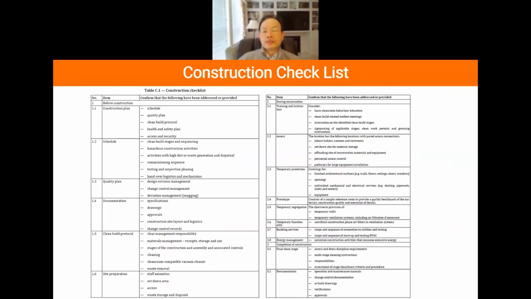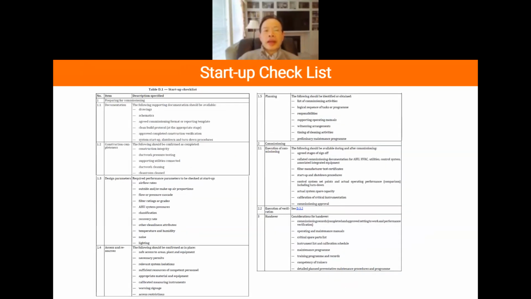Construction checklist. Construction and startup, most of these, I would say 95%, are pretty much similar to the previous edition. We did some integration or consolidation to make the language clearer and put it in a more user-friendly, reader-friendly way. And a startup checklist.